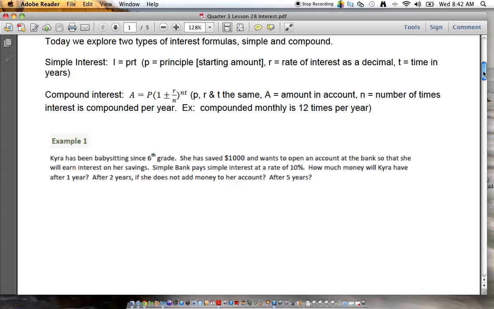Okay, today we explore 2 types of interest formulas, simple and compound. Now, you already did simple interest in the past, and it's really not the emphasis of this course, but I do want to cover it just in case. Simple interest is the formula I equals PRT. Do you remember that from like either 6th or 7th grade? No? All right. Simple interest is not the way the real world works. If you borrow money from someone like the mafia and a loan shark, they do simple interest.